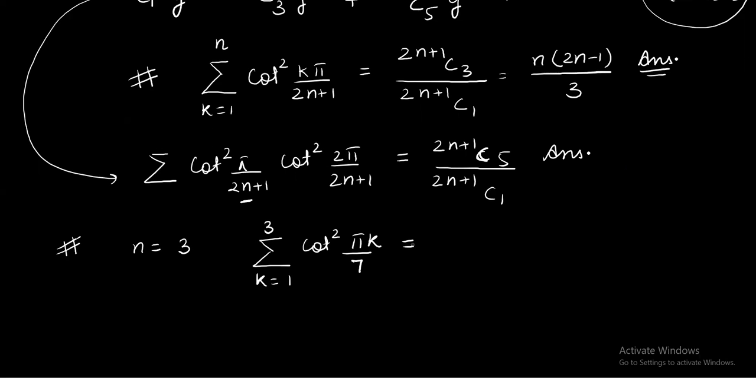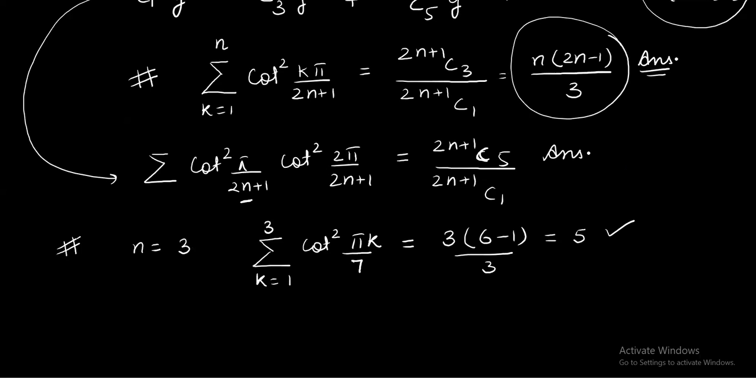What is going to be the answer? For the answer, we just replace n by 3. So 3 into 6 minus 1 by 3, and the answer turns out to be 5. So this itself is a very good question. How can we solve it? Yes, we can solve it using the approach that we have used for the general question. Another value, n equal to 7, also we can create some new question.